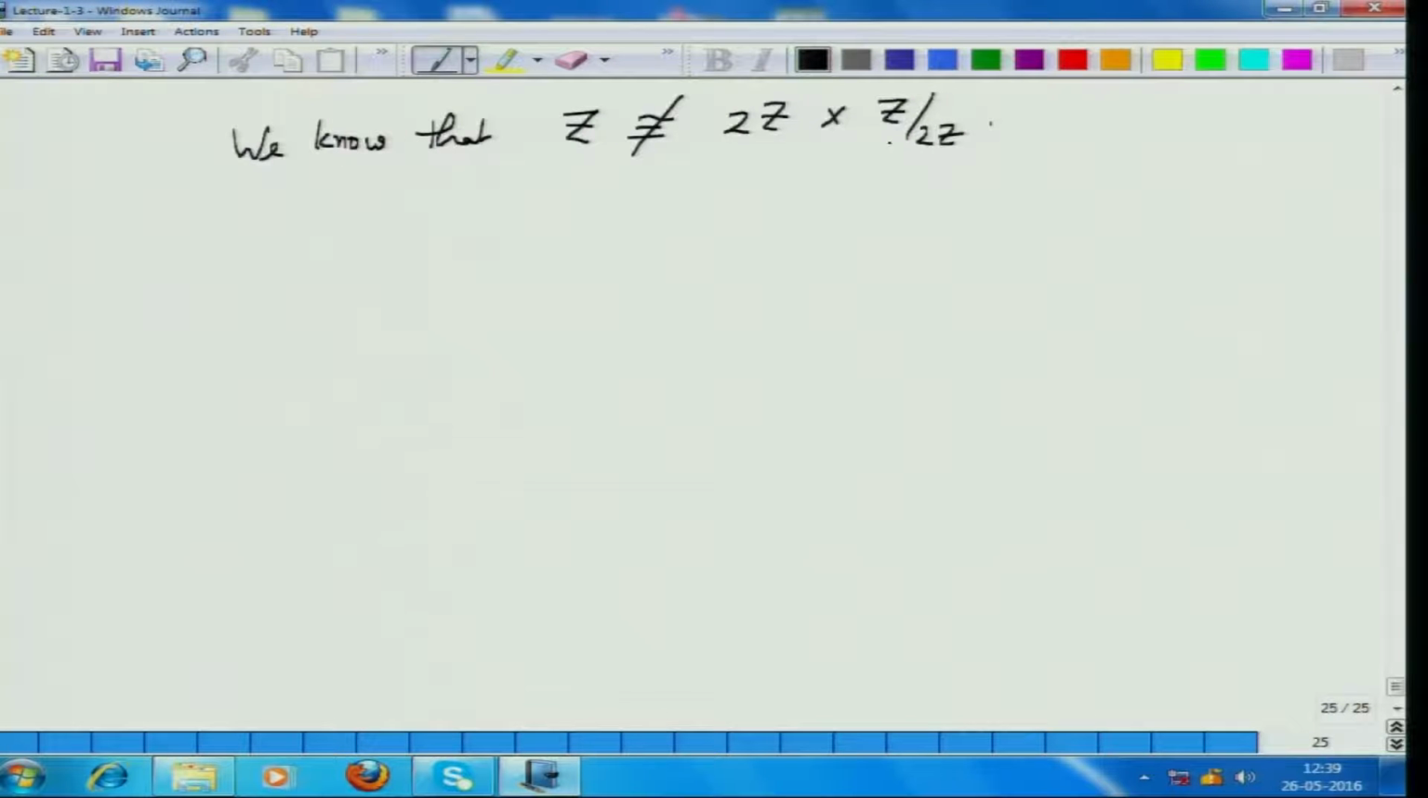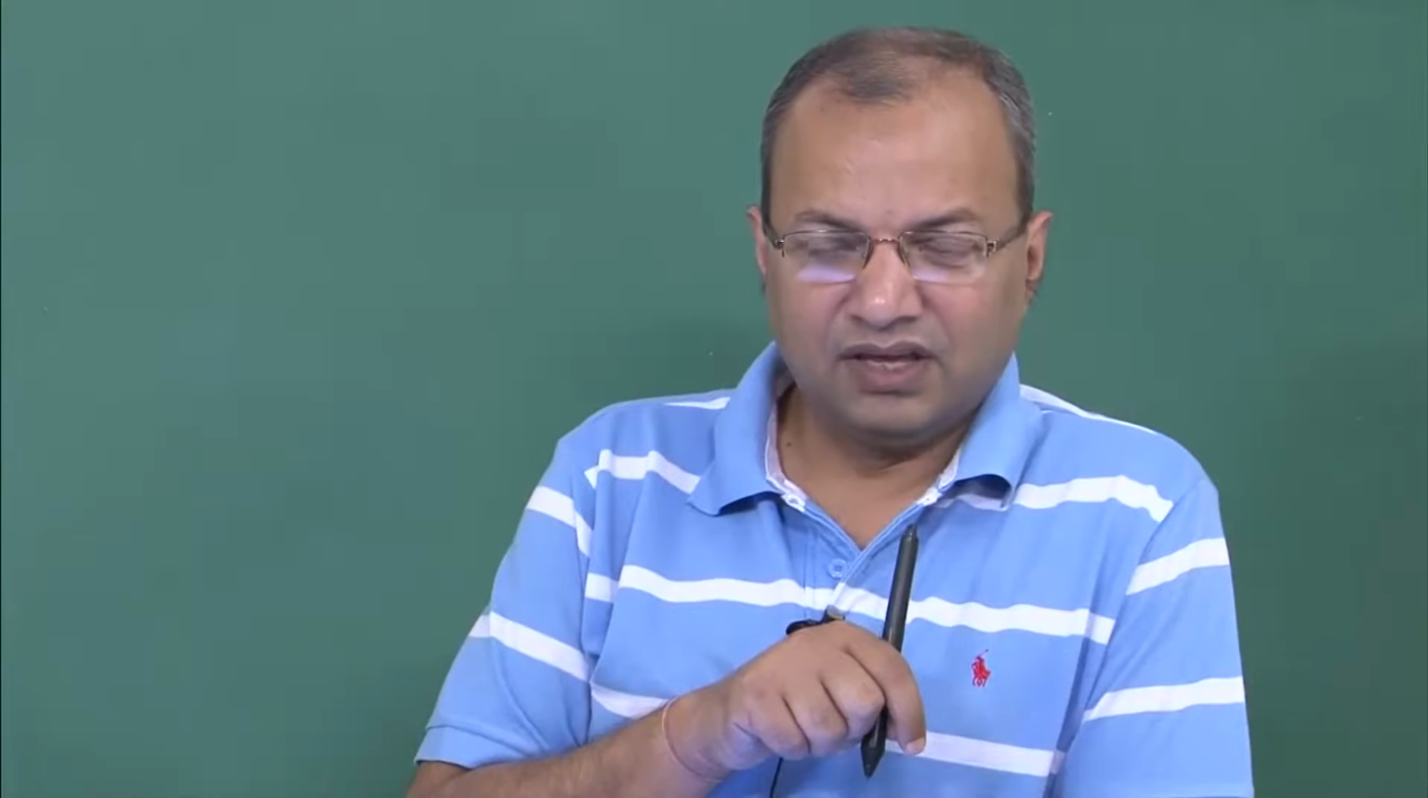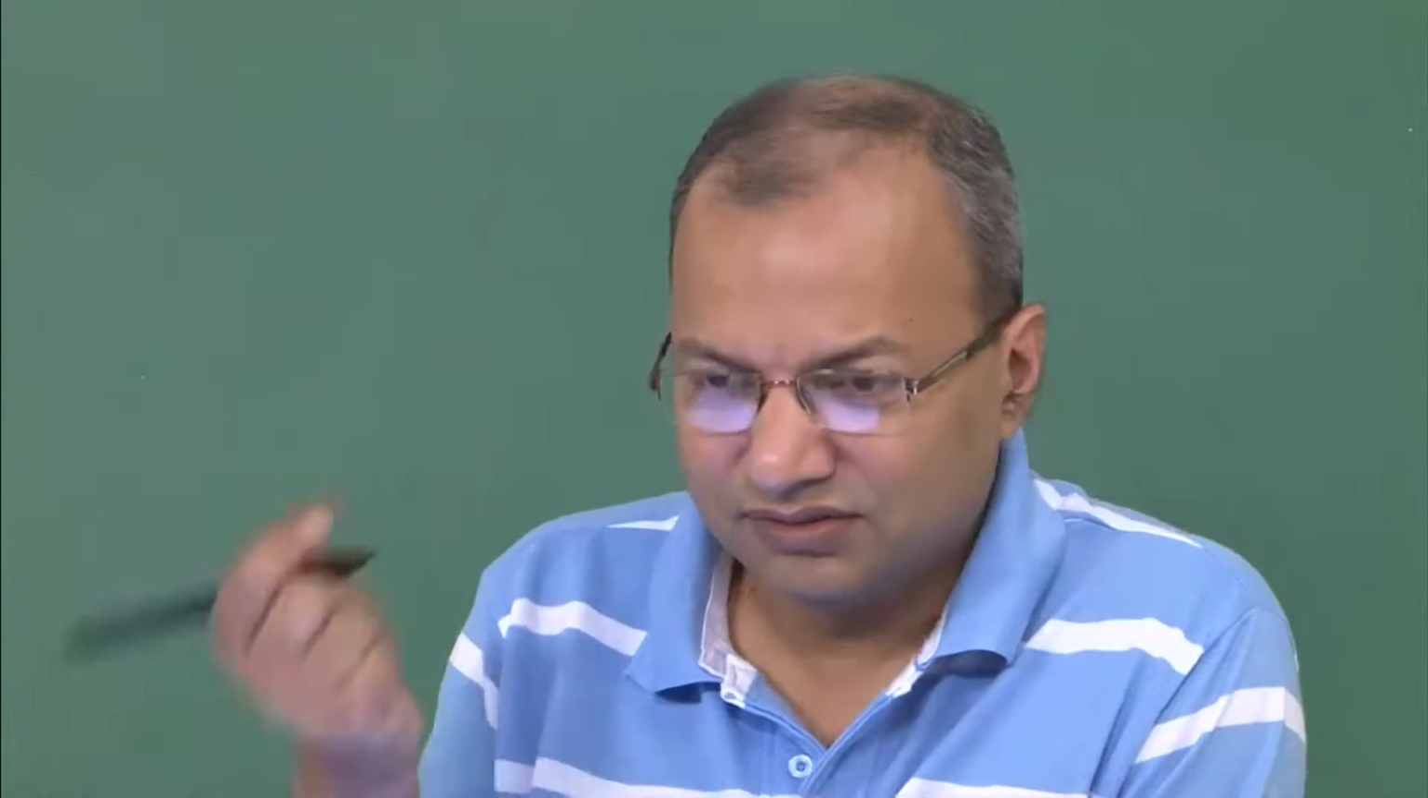Because Z by 2Z is not a subgroup of Z, though 2Z is. By definition, the product structure exists only if you can split a group into two subgroups and take the product of the two subgroups, essentially. So, there is no subgroup of Z that is isomorphic to Z by 2Z. So, Z is not isomorphic to Z by this. At times it is, not in this case, but for certain other groups it is.